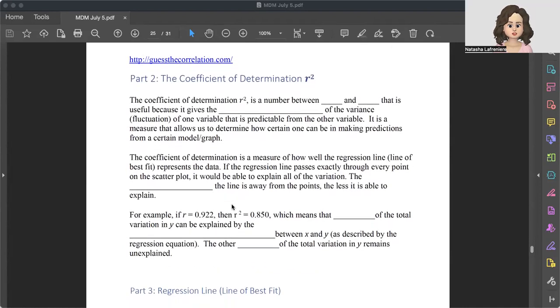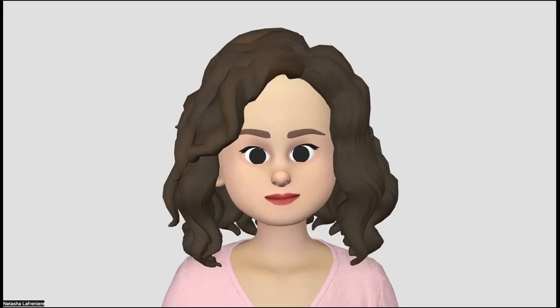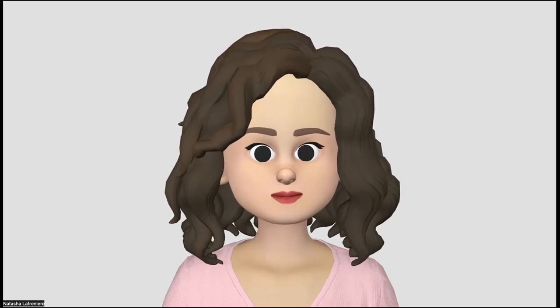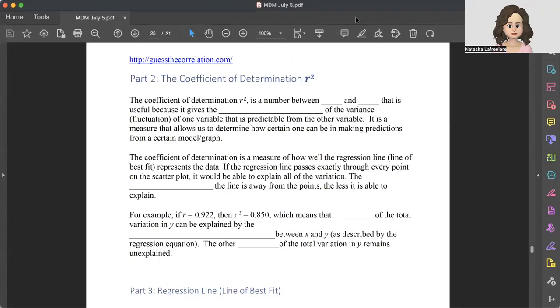So the coefficient of determination R squared is a number between zero and 1 that is useful because it gives the proportion of the variance, so the fluctuation of one variable that is predictable from the other variable. Just give me a sec here. Okay, so sorry about that.